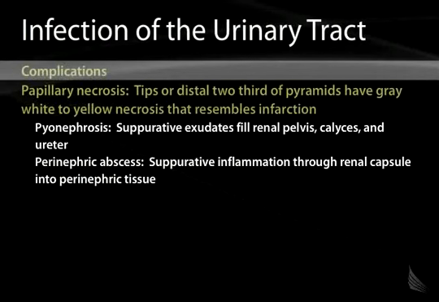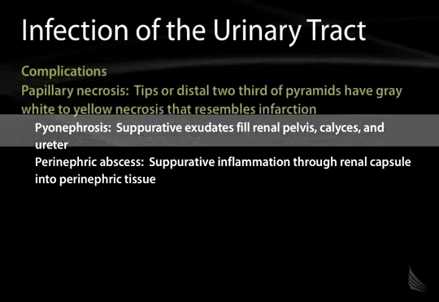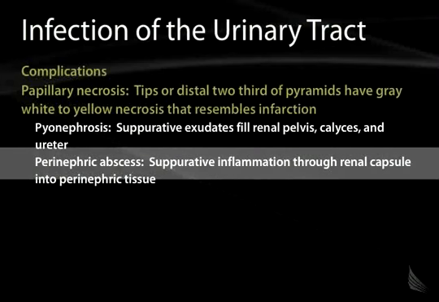People who get pyelonephritis or infection of the kidneys can develop what we call papillary necrosis. Now, the renal papilla is the very tip of the renal medulla, where all the collecting ducts come together and empty into the urinary tract proper. What happens here is you get necrosis of the medullary pyramids, the papillary structures that empty into the renal pelvis. And this resembles infarction and can cause kidney dysfunction. You also get pyonephrosis, which is suppurative or pussy exudates, which fill the renal pelvis, the calyces, and the ureter. You can also get perinephric abscesses, which is when the infection actually breaks through the renal capsule and forms an abscess in the perinephric tissue.